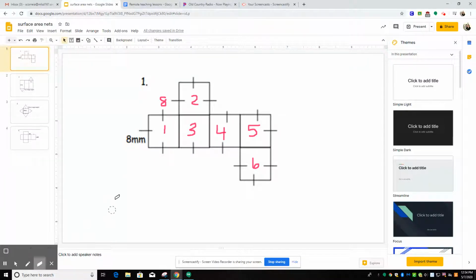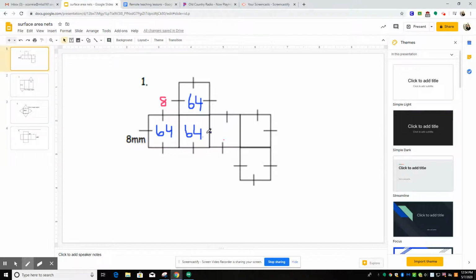So the area inside of square 1 would be 8 times 8. Well, 8 times 8 is 64. That means the area inside every single one of these shapes is 64. What would the total area be if each one is 64? What is our surface area?